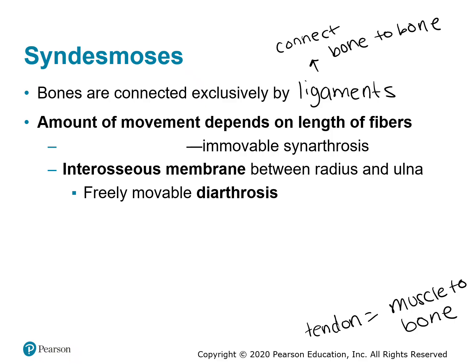Okay. The amount of movement that a syndesmosis can do depends on the length of the fibers of the ligaments. So, for example, the tibiofibular joint is an immovable synarthrosis. And the interosseous membrane is going to be a freely movable diarthrosis.